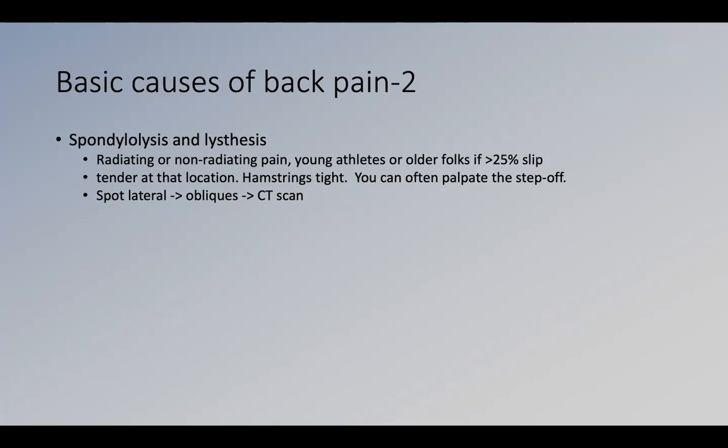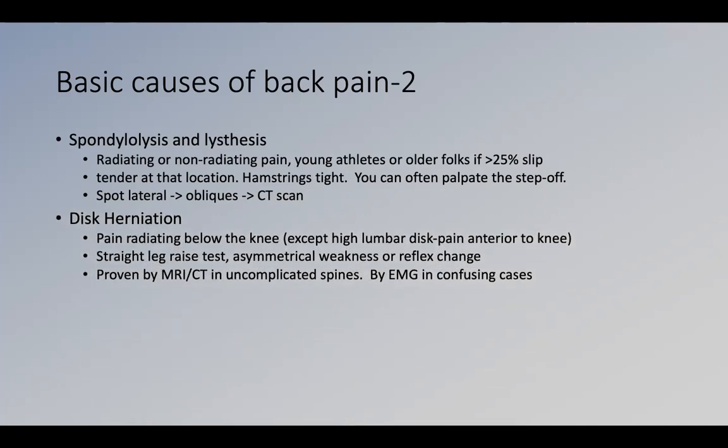If that's not clear, and if you need to know, the oblique films show that Scotty dog with a broken neck, if you remember that from medical school. And CT scans can help as well. MRIs will show this, but sometimes it's kind of confusing because the soft tissues around those and the facet joints near them make it a little hard to sort things out. Disc herniation, that's your friend, right?